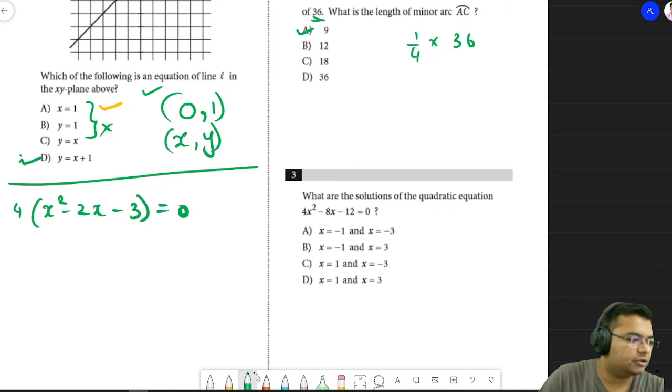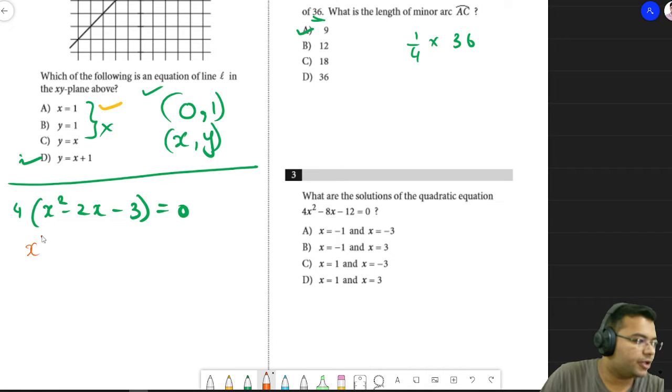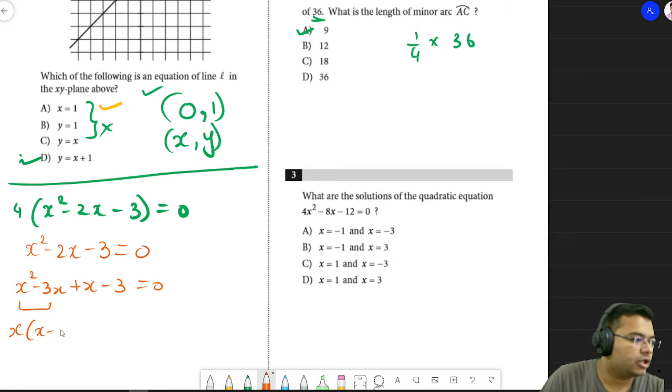Now I can divide by 4 on both sides. So it will become x squared minus 2x minus 3 equals 0. Now I can solve this by splitting the middle term. I can write x squared minus 3x plus x minus 3 equals 0. From the first two terms I can take x common, and I will be left with x minus 3 plus, from the other two terms, there is nothing in common, but to make it into factorized form we can take 1 as common. So we get 1 times x minus 3 equals 0.